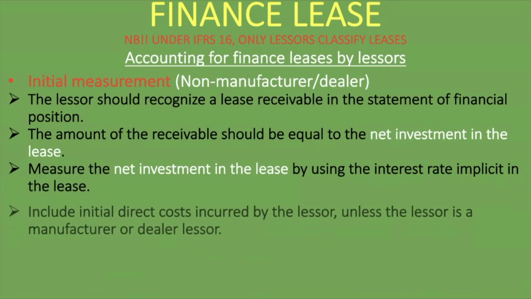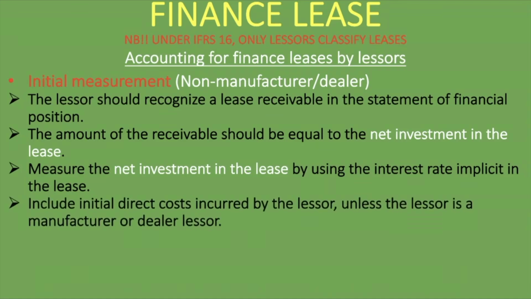And the other thing is that you include initial direct costs incurred by the lessor unless the lessor is a manufacturer or dealer lessor. And we're going to look at the manufacturer or dealer lessor shortly, as I've mentioned. But this one here is not for a manufacturer or dealer, so you have to include any initial direct cost that has been incurred by the lessor.